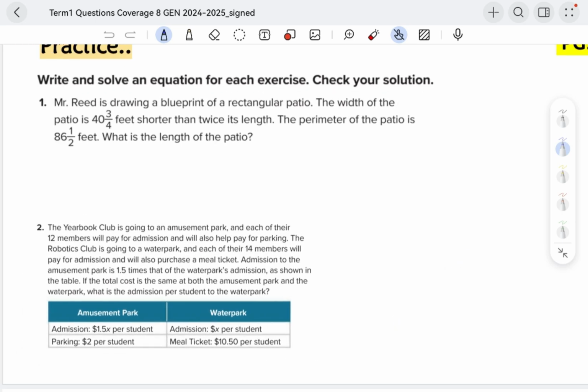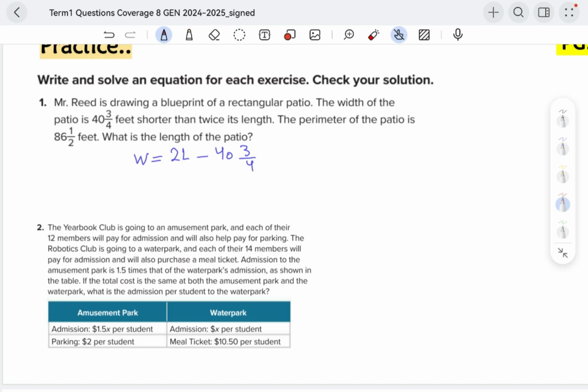Now let's go for the next part. It says Mr. Reed is drawing a blueprint of a rectangular patio. The width of the patio is 40.75 feet shorter than twice its length. So let's translate this to a mathematical equation. It said that the width is 40.75 feet shorter than twice the length. So shorter than twice the length by 40.75. Now the perimeter of the patio is 86.5 feet. What is the length of the patio?